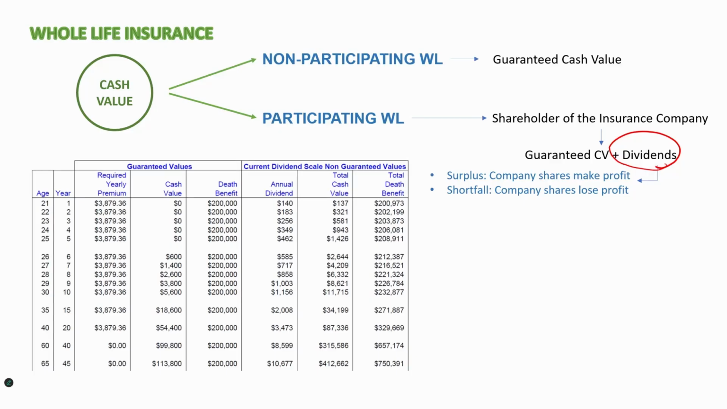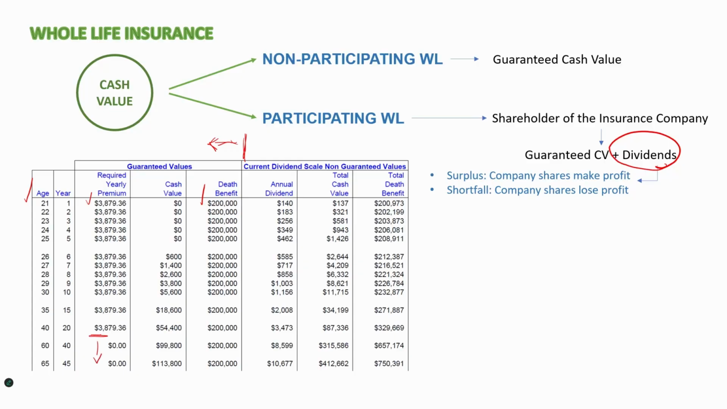Let's say in this example, this is a 20-year-old person who has purchased $200,000 of life insurance. Right now, please only pay attention to this left part. The life insurance company says that for you to have $200,000 of life insurance, I want you to pay $3,879.36 a year. And as you can see, the payment stops after year 20. It's going to be zero.